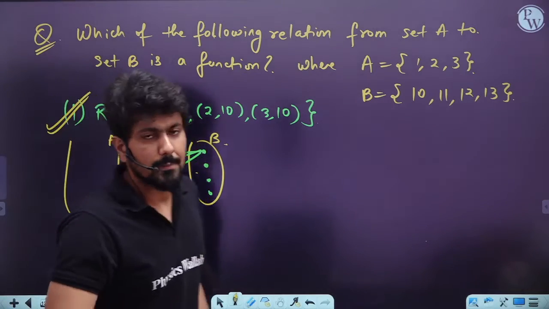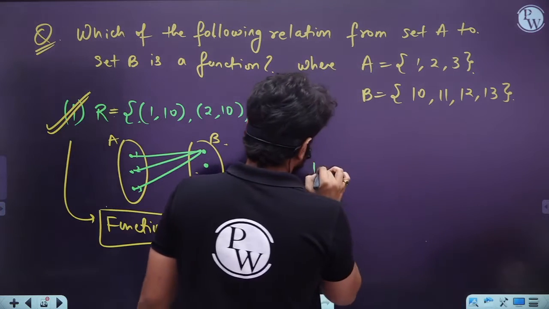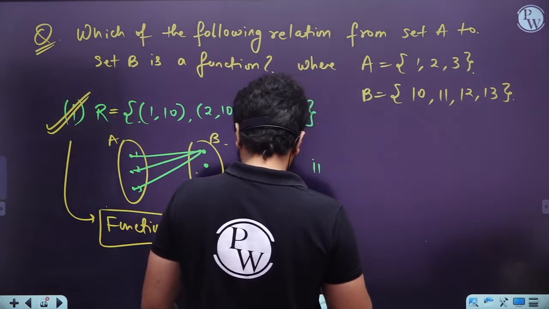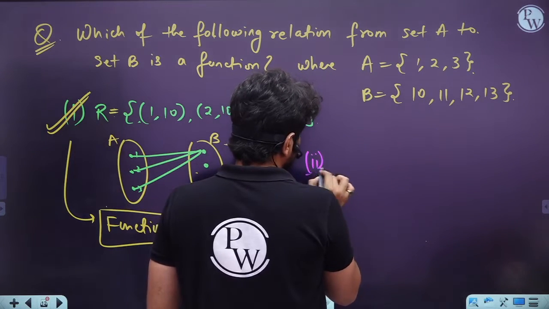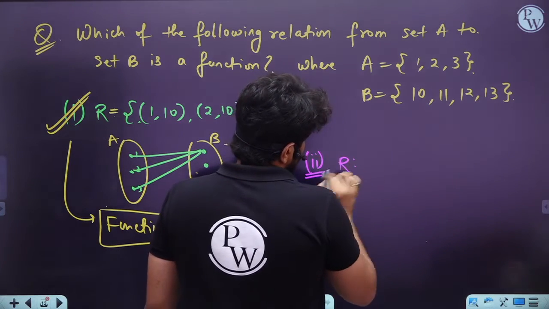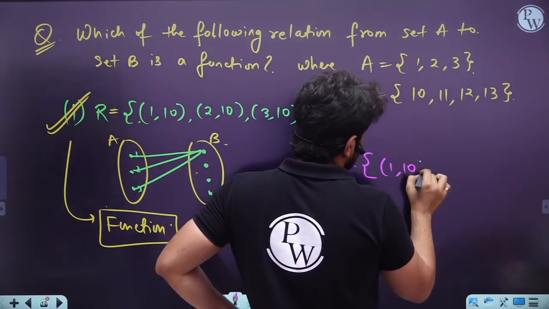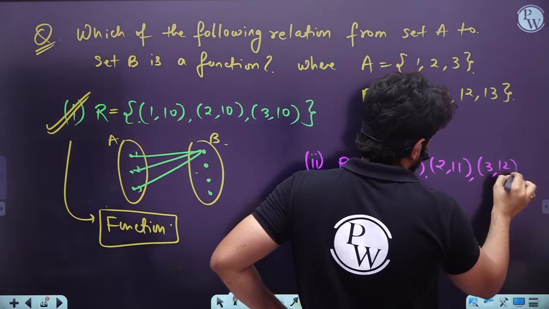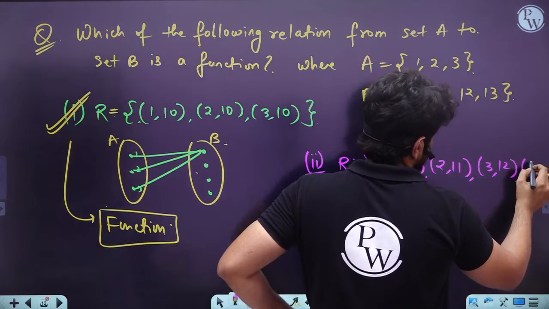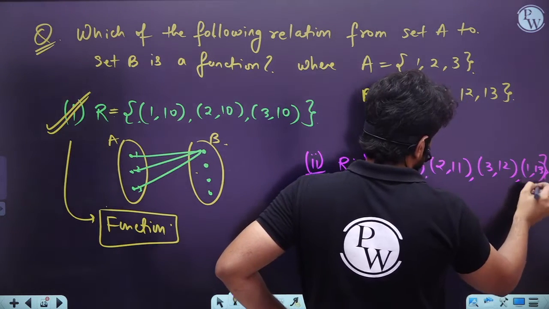Not a problem. Now, if I give you a second example, let me write the second example over here. We are going to be doing many examples so that we have clarity about this. Okay, second relation I'm defining like this: 1 comma 10, 2 comma 11, 3 comma 12, and 1 comma 13.